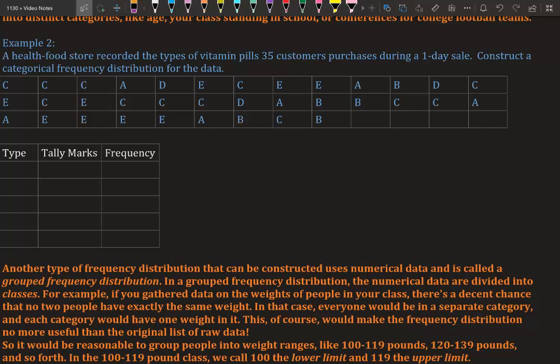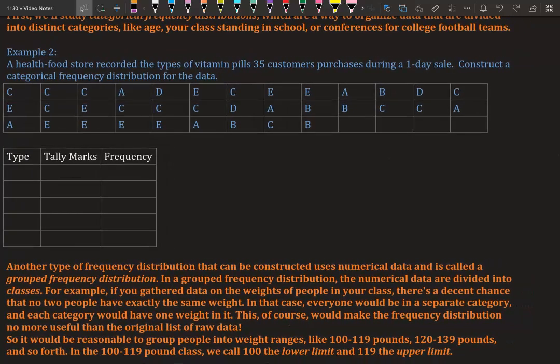A health food store recorded the types of vitamin pills 35 customers purchased during a one-day sale. Construct a category frequency distribution for the data. So we have all the vitamins, C, C, C, A, D, so those are all vitamin names. Now we're going to tally up to create a categorical frequency distribution. So we're just going to tally up how many people bought C, how many bought A, how many bought B, how many bought vitamin E. So we have 5 types of vitamin.